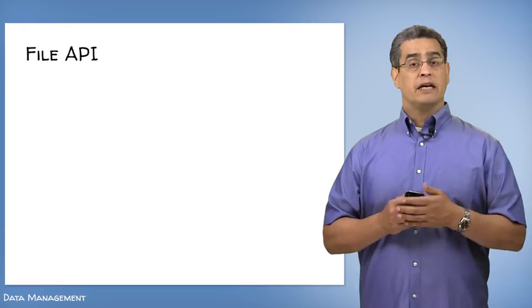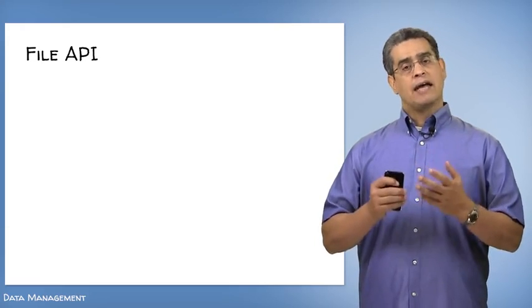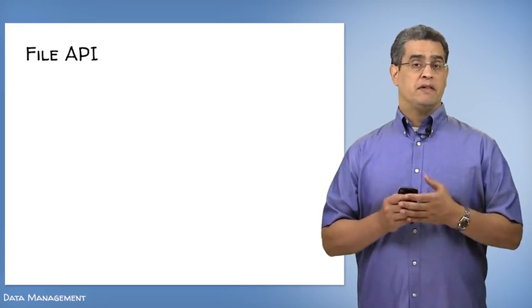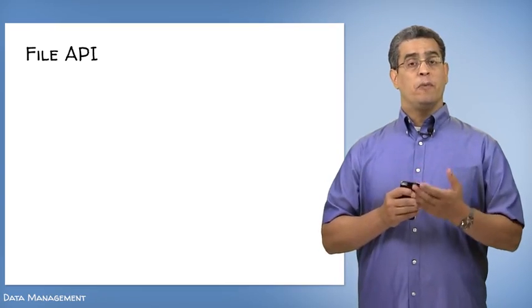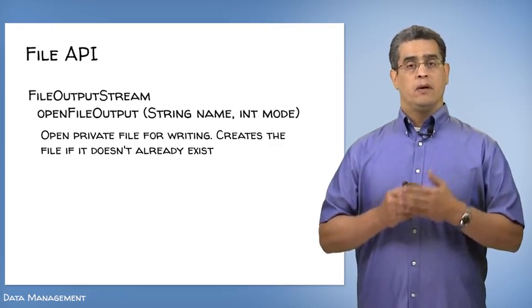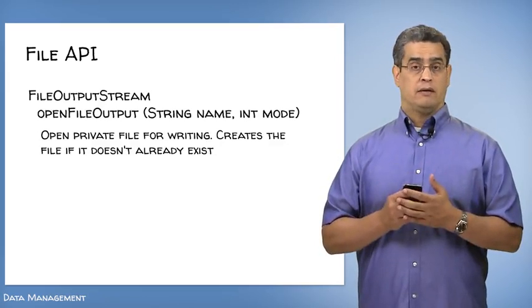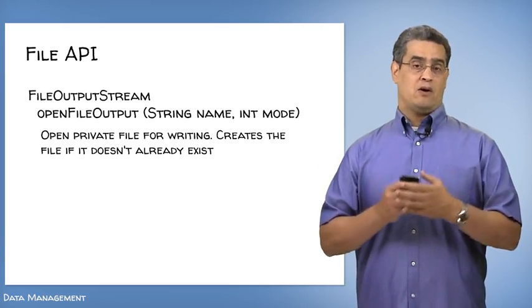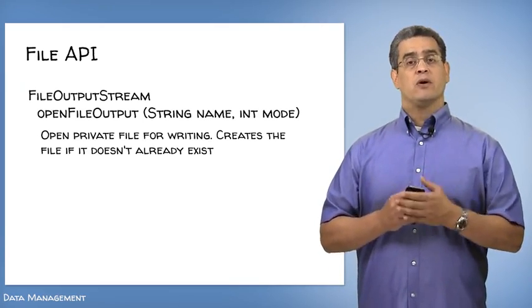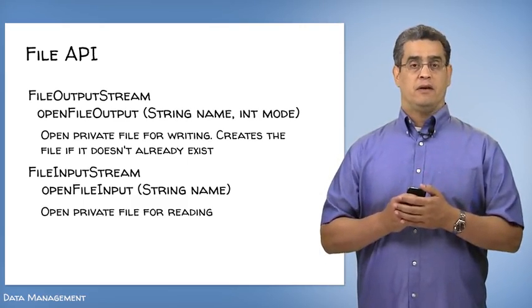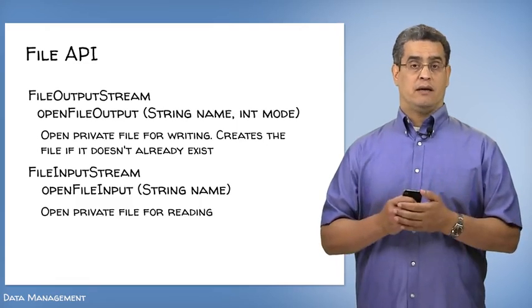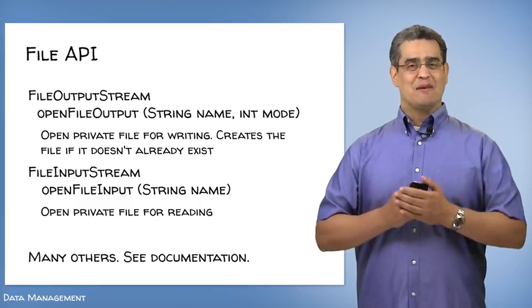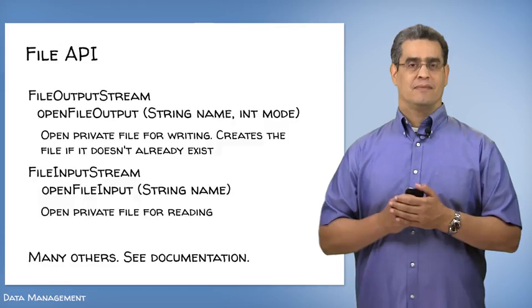The example applications that we'll look at in just a second access and use files to store information. Two of the methods they use to do this are the Open File Output method, which opens a private file for writing. And this method will create a physical file if it doesn't already exist. And there's also the Open File Input method, which opens a private file for reading. And there are, of course, many other file-related methods. So please look at the documentation for more information.